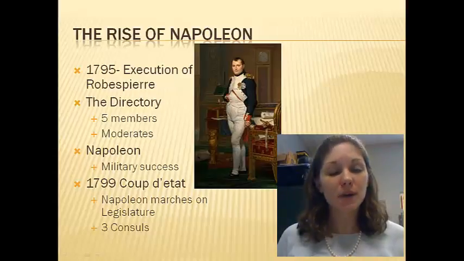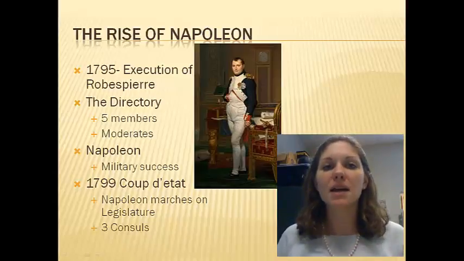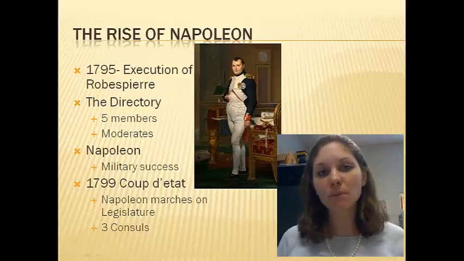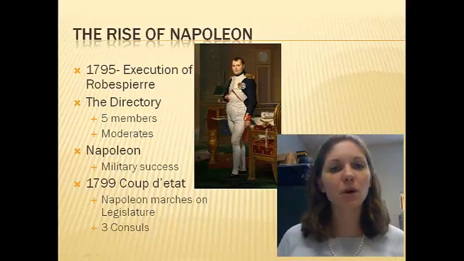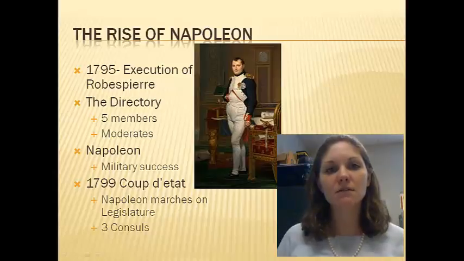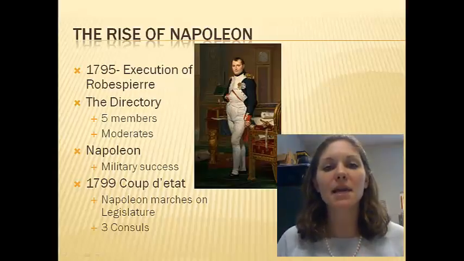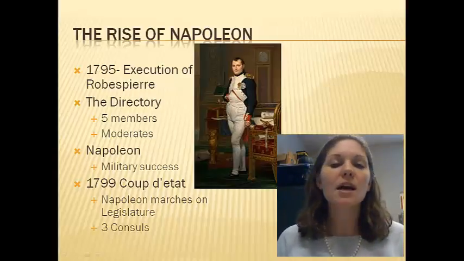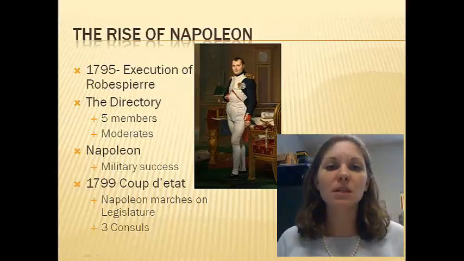It's called the Directory, like we said. And the men that were on the Directory, those 5 men, were moderates. They weren't radicals like Robespierre was. They were somewhat corrupt, but that's not necessarily important for what we'll talk about. So they ruled for a period of time from 1795 until 1799. And under the Directory, they assigned this man named Napoleon Bonaparte to go on some military campaigns.